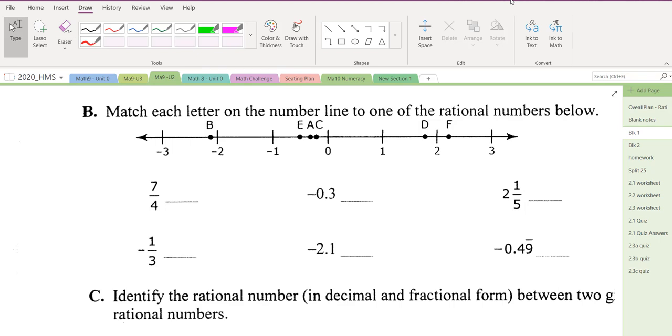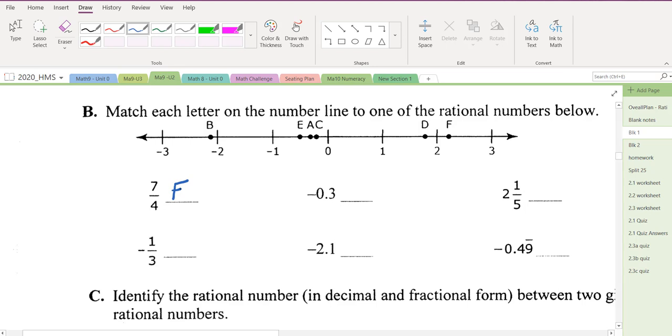Braden? F, and what did you call F? Which fraction? The 7 over 4. So Braden said 7 over 4 was F. Do people agree or disagree? Kabir? 7 over 4 should be D. So we got somebody disagreeing. Okay.